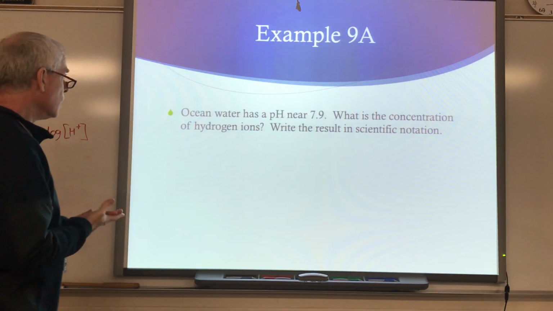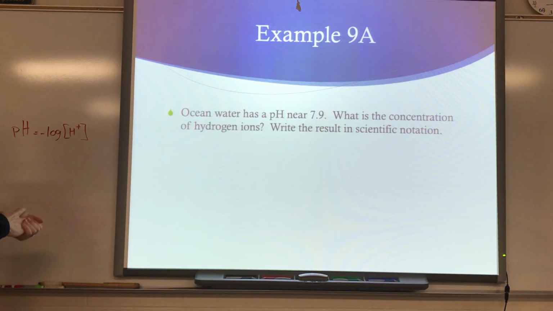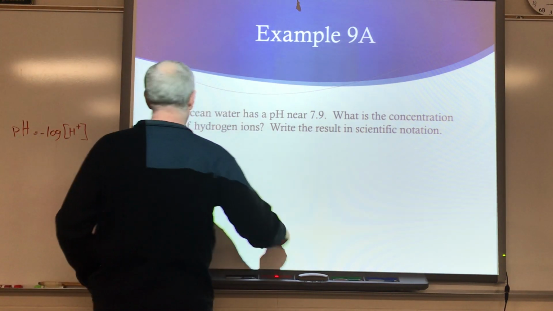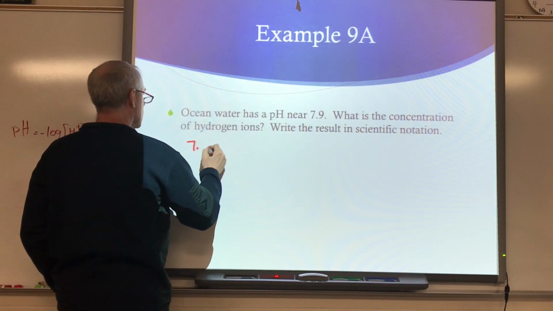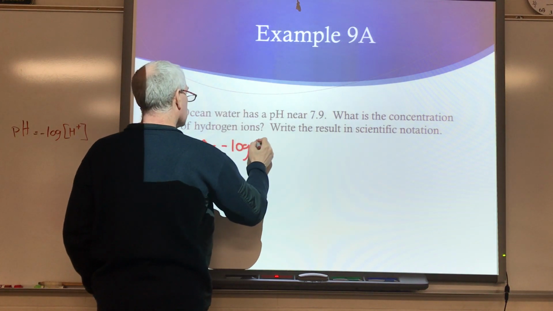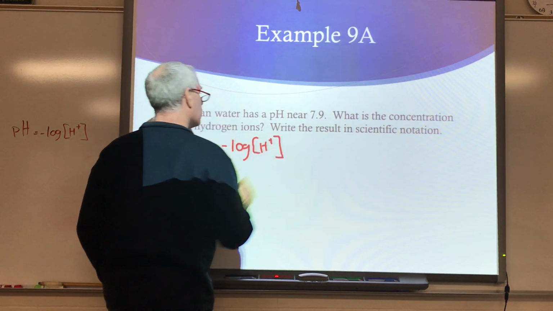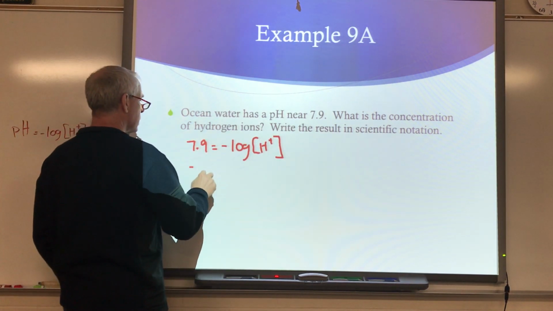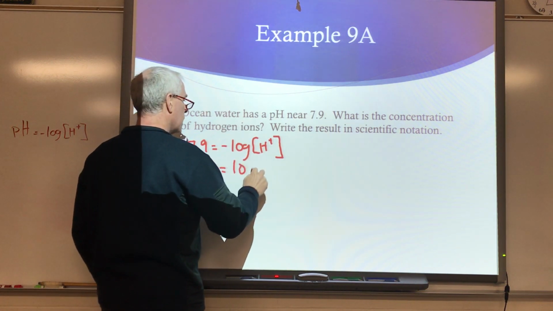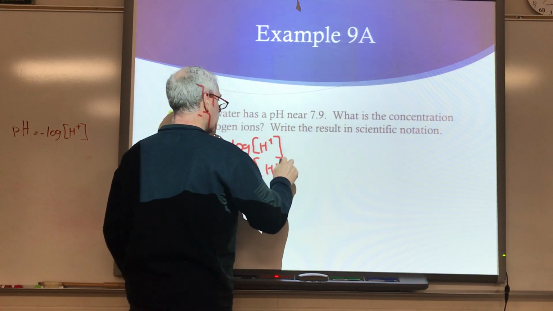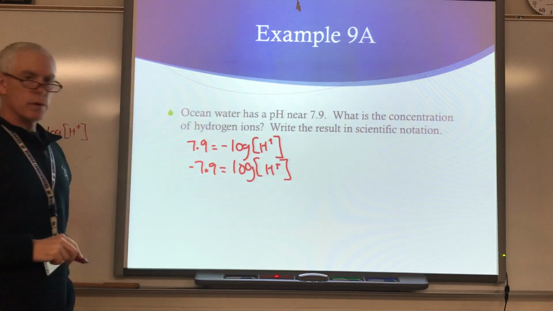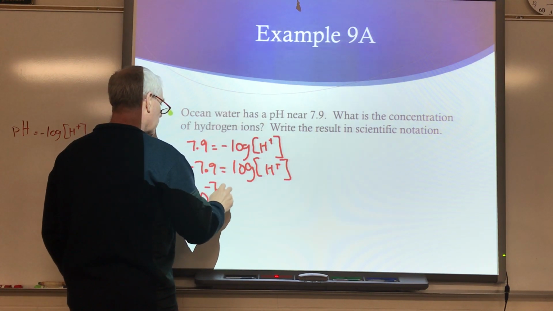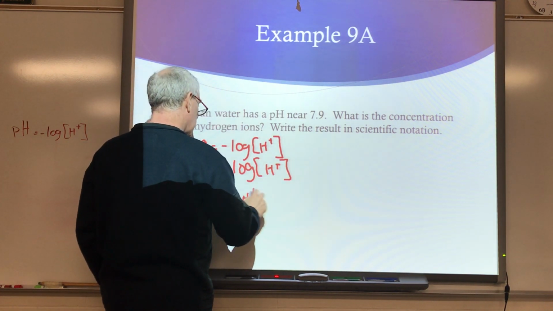So ocean water has a pH near 7.9. What is the concentration of hydrogen ions? Write it in scientific notation. Okay, so initially I know the pH is 7.9. That's supposed to be negative log of the positive hydrogen ion concentration. Okay, so I'm going to divide by that negative, so I get negative 7.9, because I'm trying to get this logarithm by itself. Okay, and now I'm going to rewrite as an exponential because I've got the log by itself. So 10 to the negative 7.9 power equals H plus.